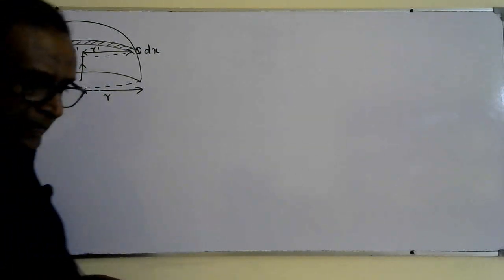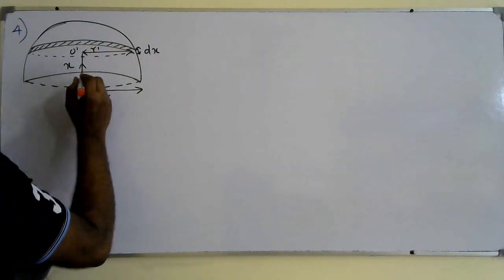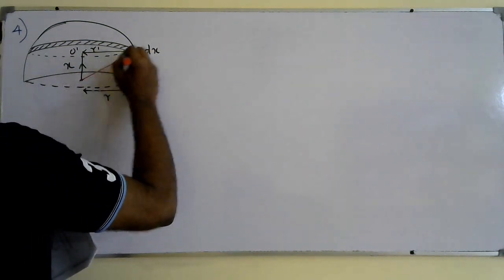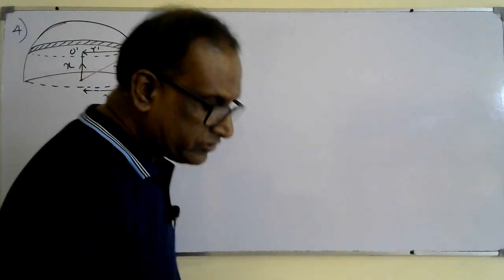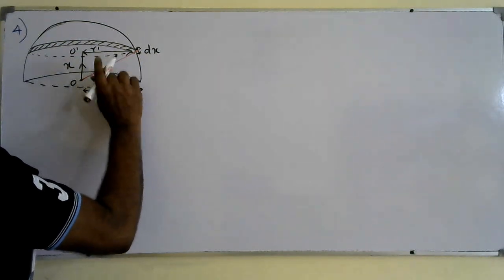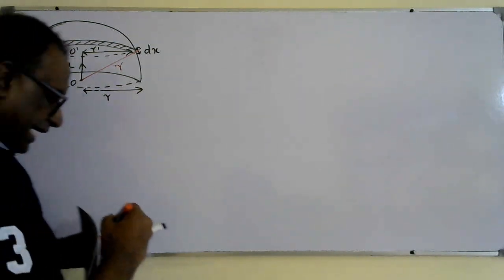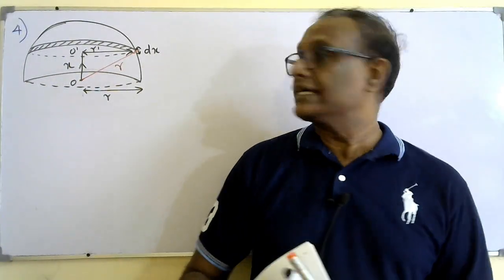Okay, so if I draw a line from O, the center, to this circumference, that will be equal to r, because any line drawn from the center of the hemisphere to its circumference will be equal to r. So r dash is the radius of the disc I imagine inside the hemisphere.